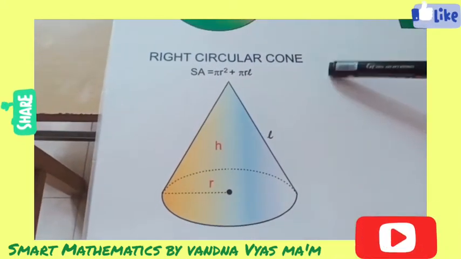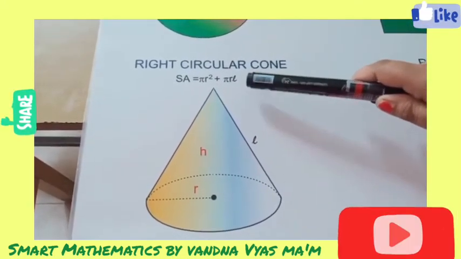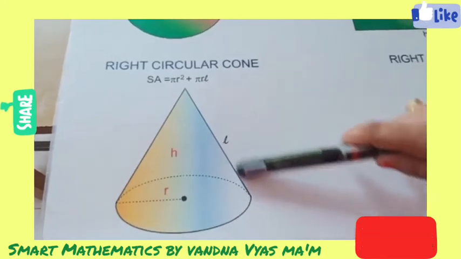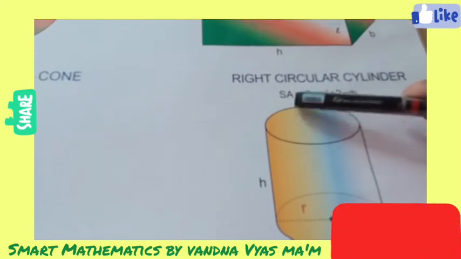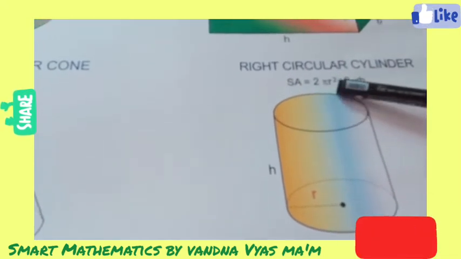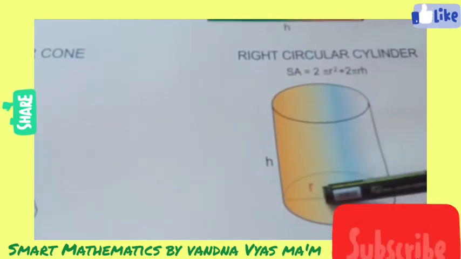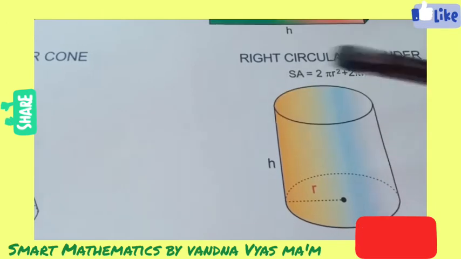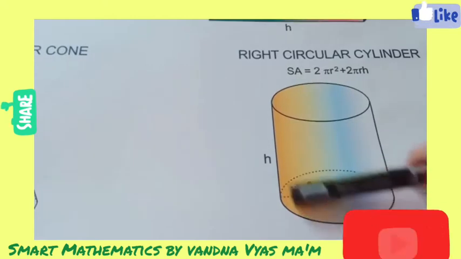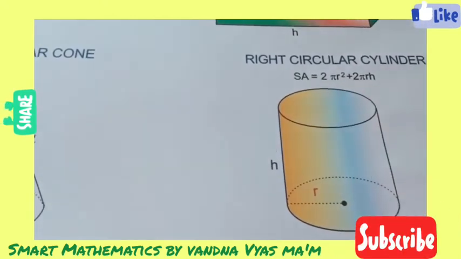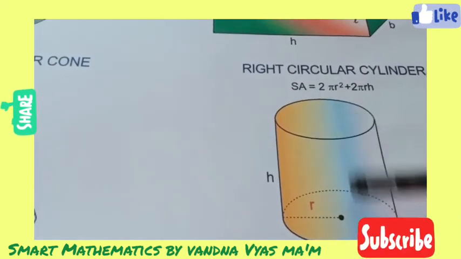Then come to the right circular cone. The total surface area of right circular cone is pi r square plus pi r l, where r is the radius and l is the slant height. Then come to the right circular cylinder. The total surface area is equal to 2 pi r square plus 2 pi r h, where r is the radius, h is the height. And students, we are talking about the total surface area. Remember, we are including the whole cylinder. In the case of lateral or curved surface area, we will exclude these bases.